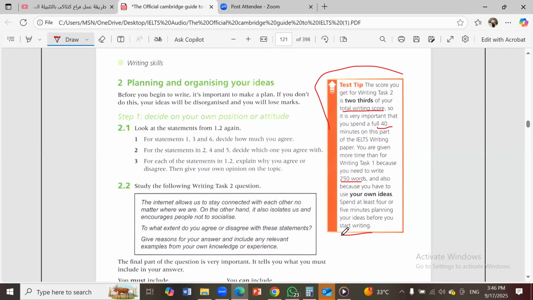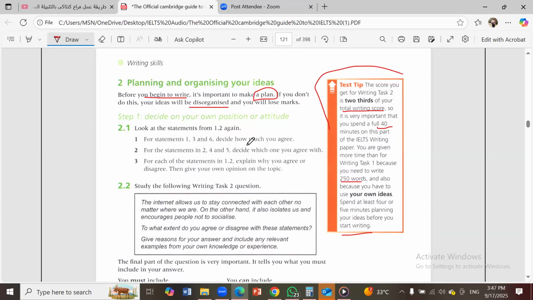To write neatly, try to analyze your ideas outside the answer sheet. This is what he is advising you here. Before you begin to write, it's important to make a plan. That's why I told you to take 1 minute to organize your ideas. If you don't do this, what will happen? Your ideas will be disorganized, as I told you. When you write, you will change your mind.